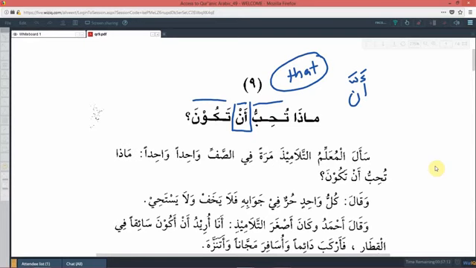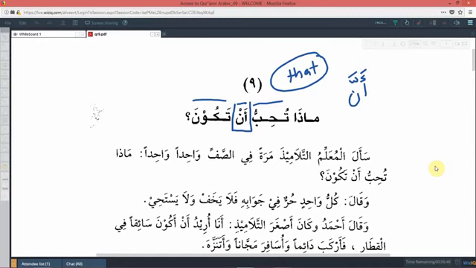So ماذا تحب, what do you love? And that تكون from كان يكون, meaning to become. So what do you love to become, or what do you want to become? What would you like to become? What would you like to be? Anything in that meaning.